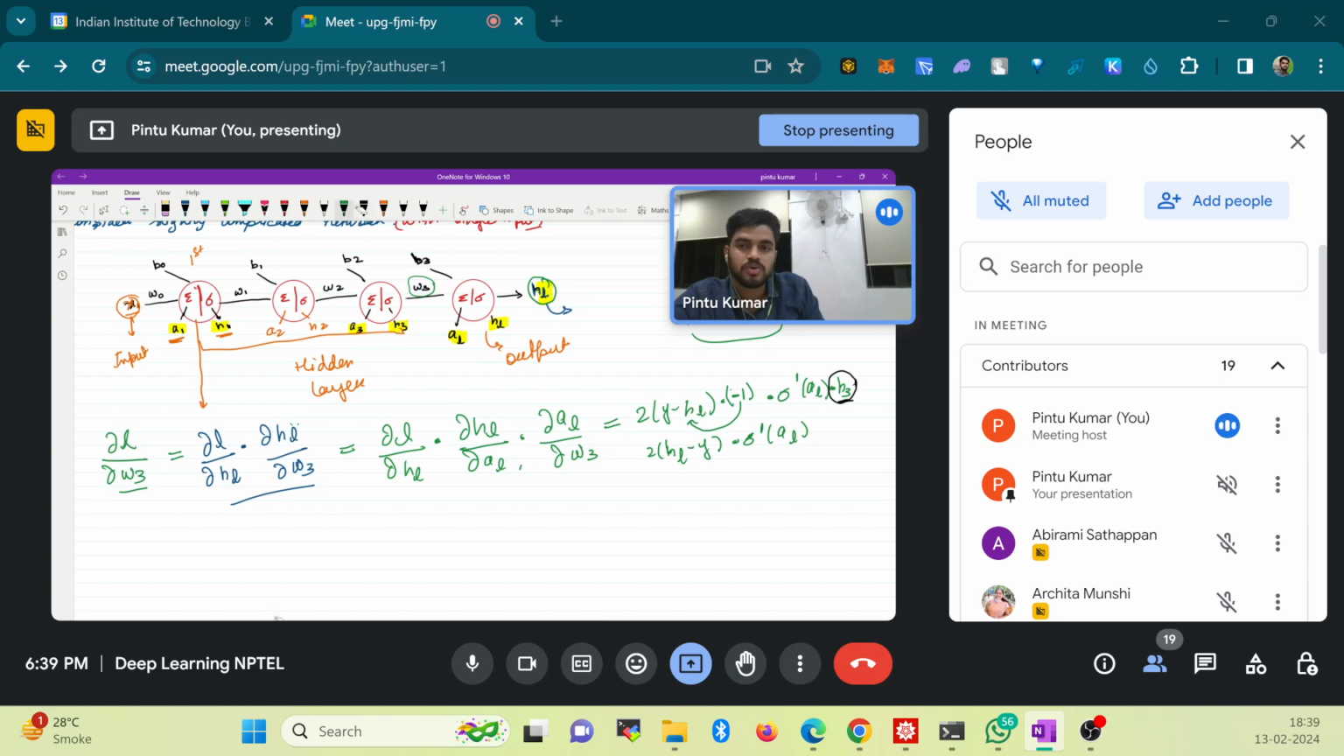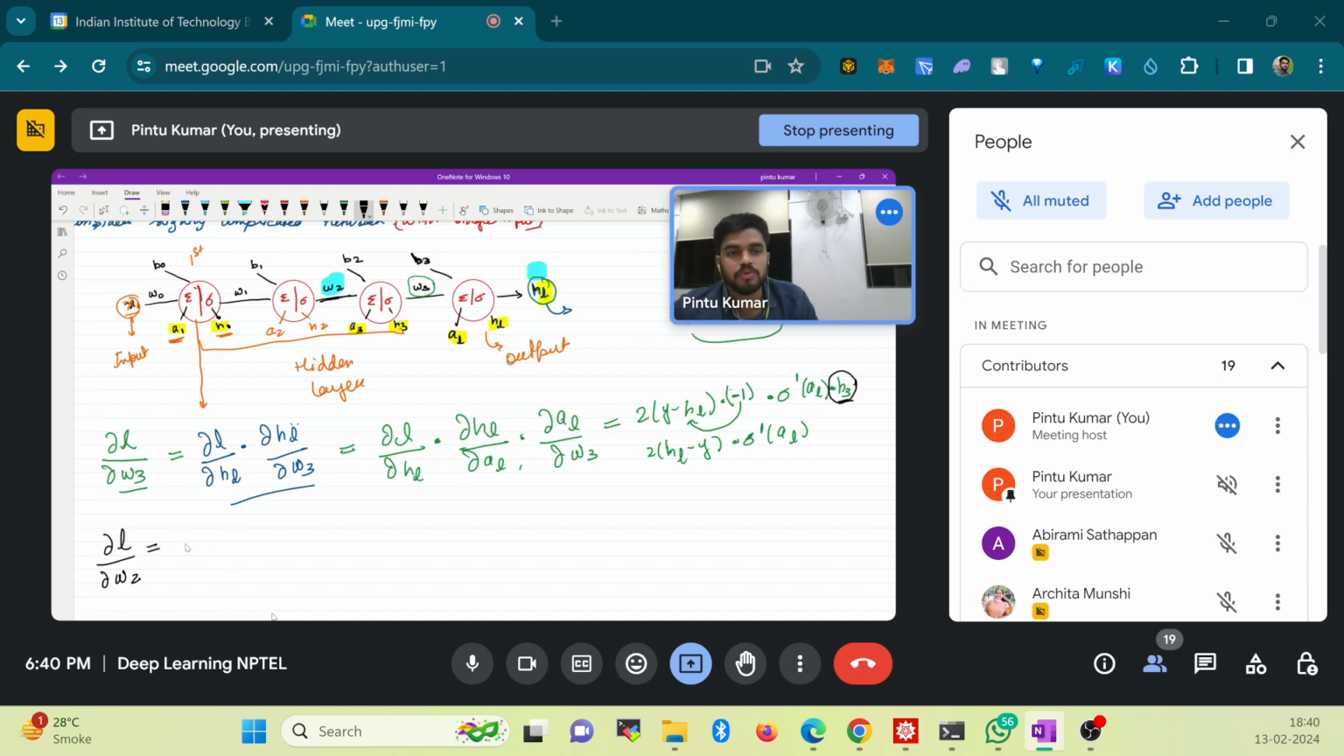Similarly, you can also calculate the partial derivative with respect to B3, but I'm skipping it because this is very similar. I'll straight away go to the partial derivative of L with respect to W2. Now we'll start in the same manner as we did for W3. We have to reach till W2. W2 is this point, and we have to reach from here to here. So let's see what path we can travel.